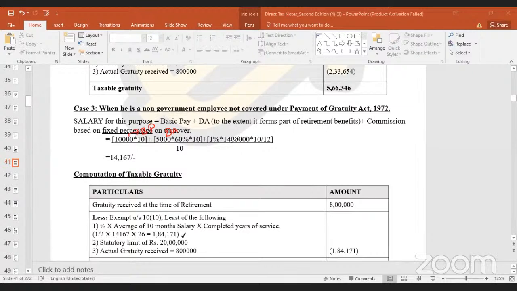Plus 14 lakhs into 1% into 10 by 12. Why 10 divided by 12? Usually the percentages will be given for the whole 12 months, but what we require is for 10 months. That's why 14 lakhs into 1% into 10 by 12. This numerator figure gives you the 10 month salary figure. When it is divided by 10, you will get the average of 10 months salary.